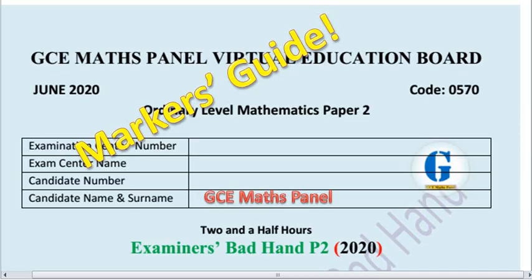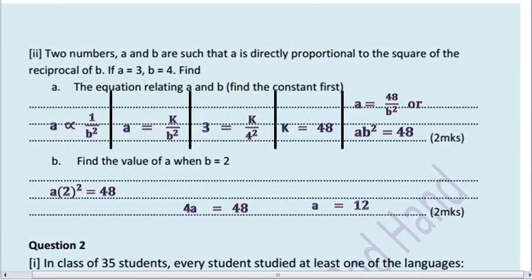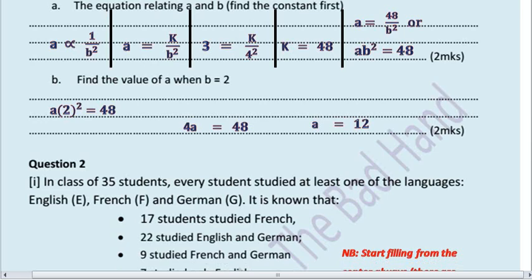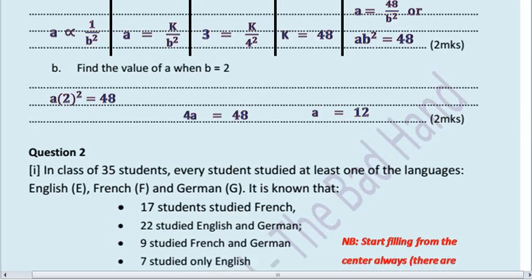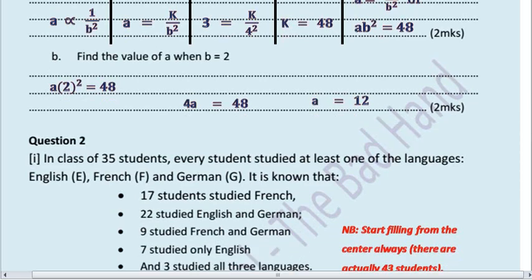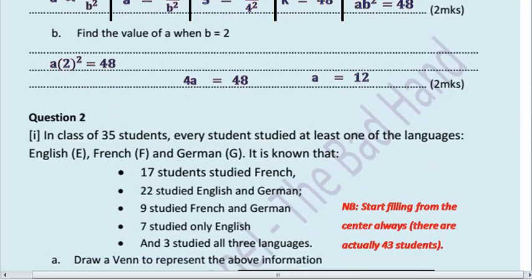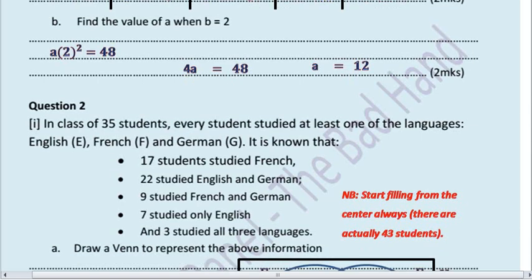Alright guys, now we look at the second question, and the second question actually reads: in a class of 35 students. According to this question it says 35 students, but in analysis you find out that there are more than 35 students in the class. So in a class of 35 students, every student studied at least one of the three languages: English, French and German, and it's known that 17 students studied French, 22 studied English and German, 9 studied French and German, 7 studied English only, and 3 studied all 3 subjects.